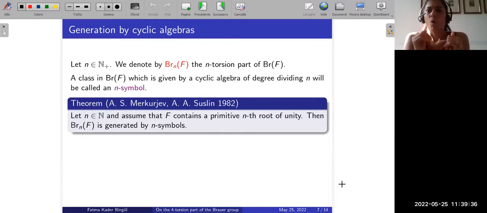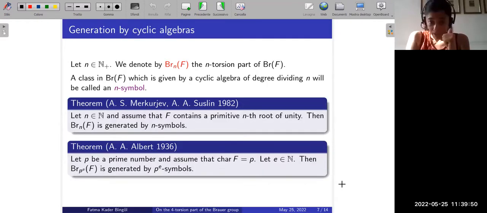So when you have a primitive nth root of unity, then the characteristic of F does not divide n, right? And the analogous result where n is a power of the characteristic is also very well known, and is actually older, due to Albert. Let p be a prime number and assume that the characteristic is p. Then the p^e-torsion part of the Brauer group is generated by p^e-symbols. Well, these are positive answers to an old problem posed by Albert, which is actually still open in general.